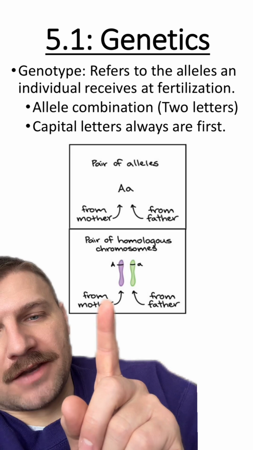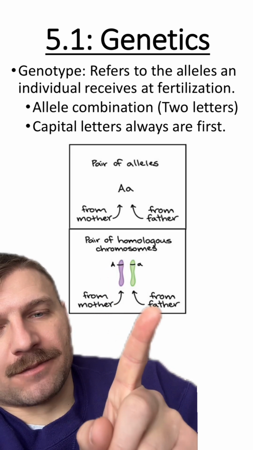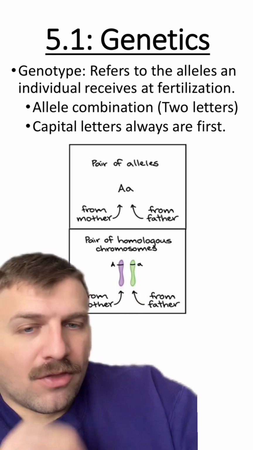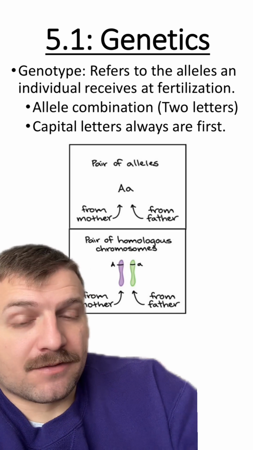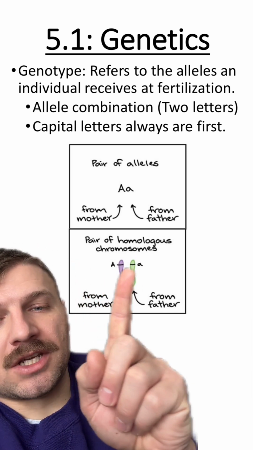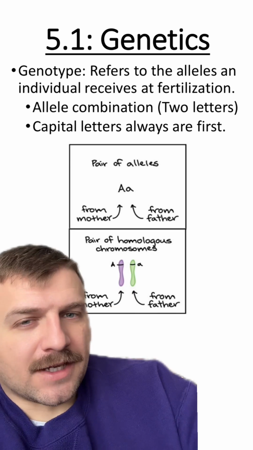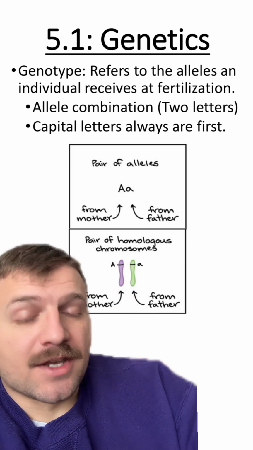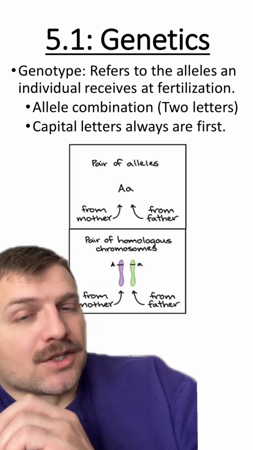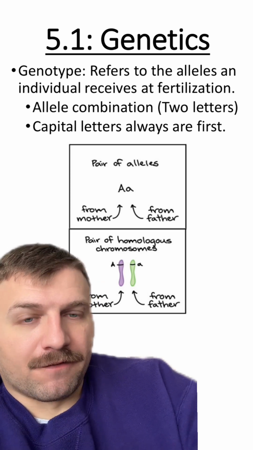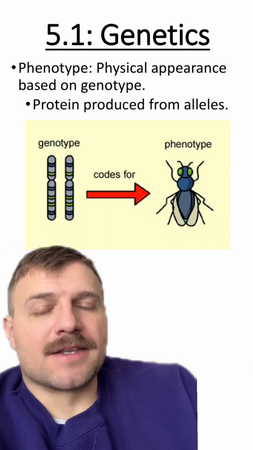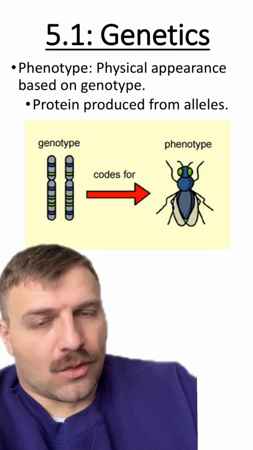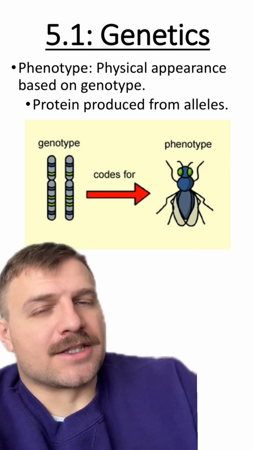So in this case, you can see from the mother, we got a capital A, and from the father, we got a lowercase a. Those alleles represent different versions or different types of genes, but they are again the same gene, just different versions. Now in this case, since there are two different alleles, a capital and a lowercase, it's important to remember that we're going to put the capital letter first. We'll talk about later why that's important. A phenotype is the physical appearance of an organism. This is usually based on its genotype.